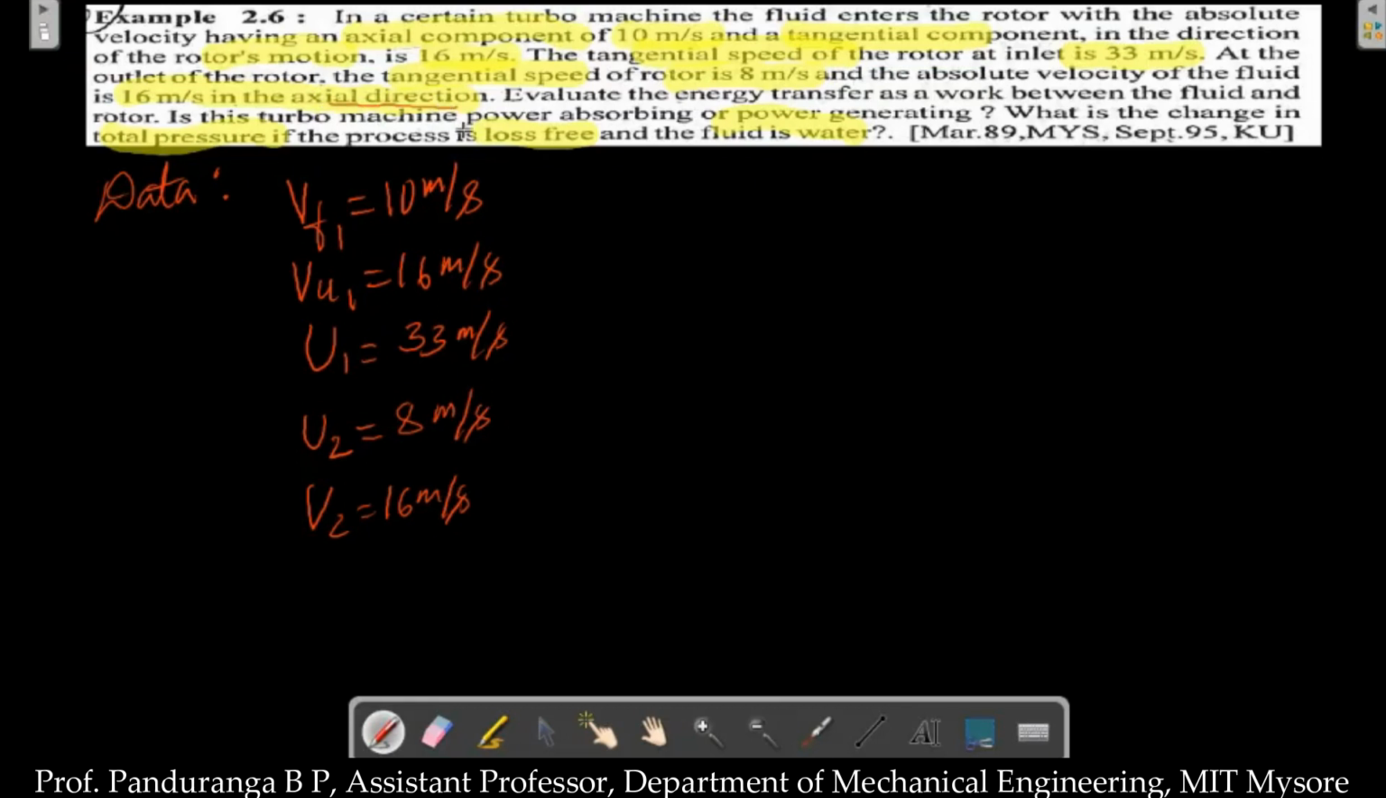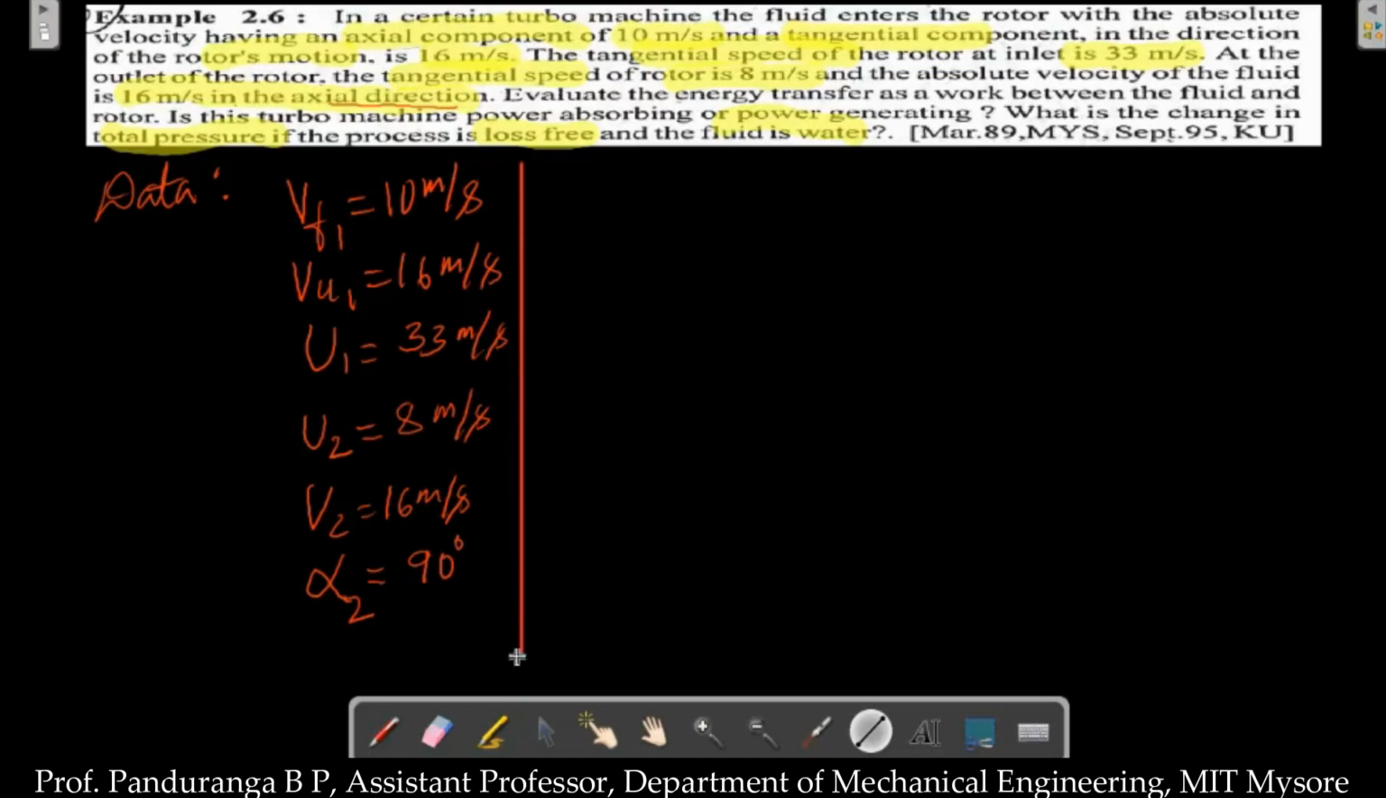So this is very important. In the previous class, I had told you that if the absolute velocity of the fluid is axial or radial, it means to say that the alpha related to that fluid will be 90 degree. So here we are dealing with the outlet, so alpha 2 will be equal to 90 degree. So these are the data given in the problem.